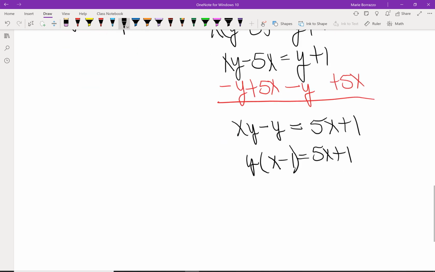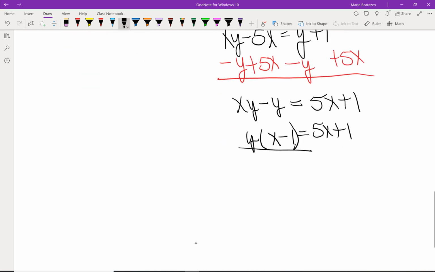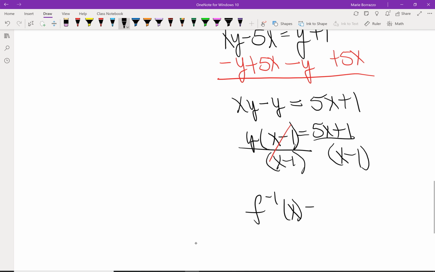And my last step to obtain the inverse is simply to divide by x minus 1, because in our last stage we're simply solving for y. Okay, so this all cancels, and you are now left with f inverse of x is equal to 5x plus 1 over x minus 1. And that is your inverse function for this example.